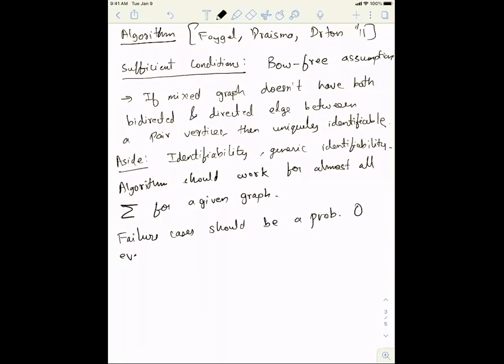So this is just an aside. This is just to make sure that there are no edge cases. You can imagine a case where, if you sample a random sigma with probability zero, there will be edge cases which you cannot handle, so you don't want to deal with such things. But for today, we'll not go into this, and I'll be using identifiability and generic identifiability interchangeably. So this is just an aside.